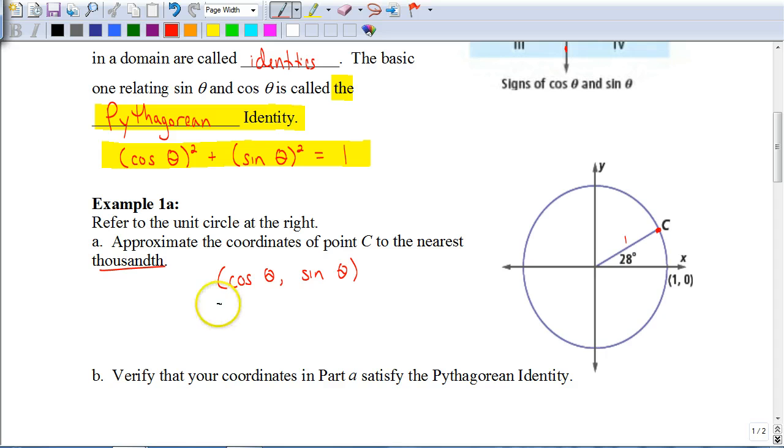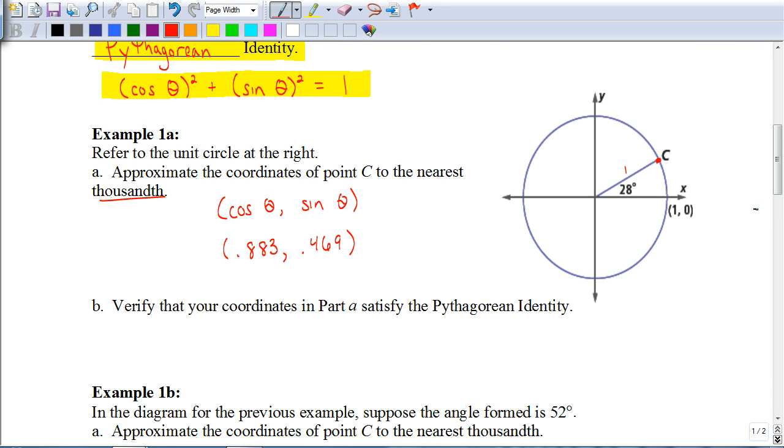So to find the x value, I take the cosine of 28 degrees. Well, the cosine of 28 degrees is 0.883. I take the sine of 28 degrees. Well, that gives me 0.469. So that would be my values for the x and y.